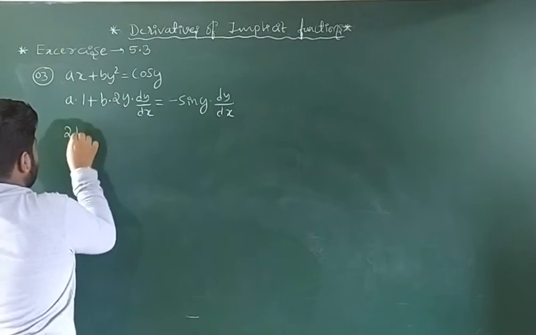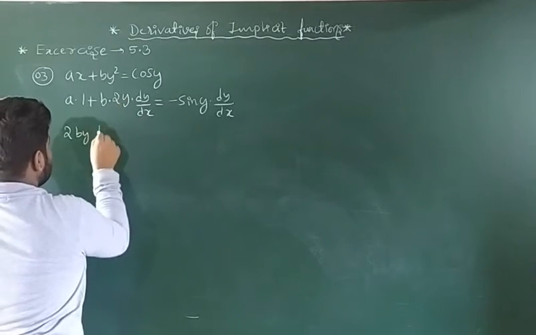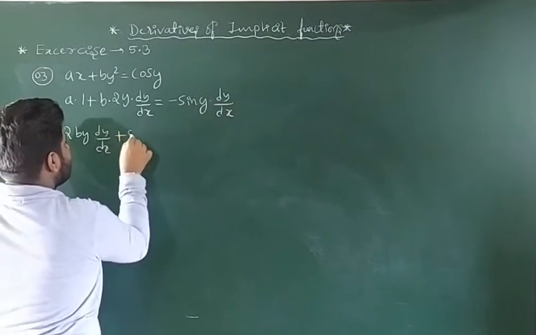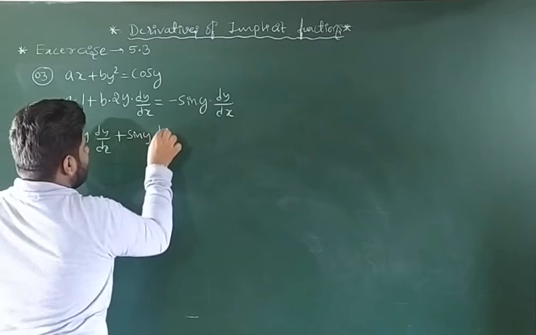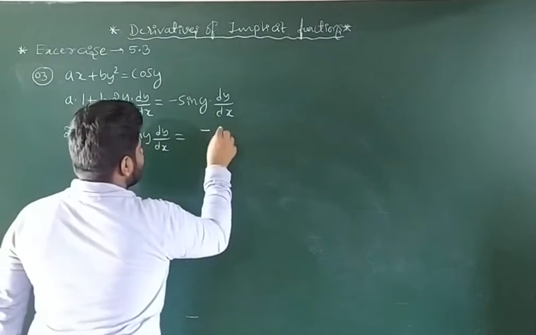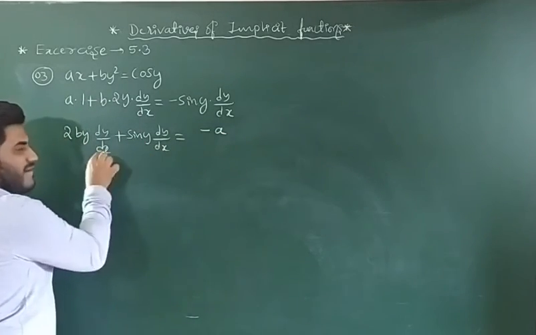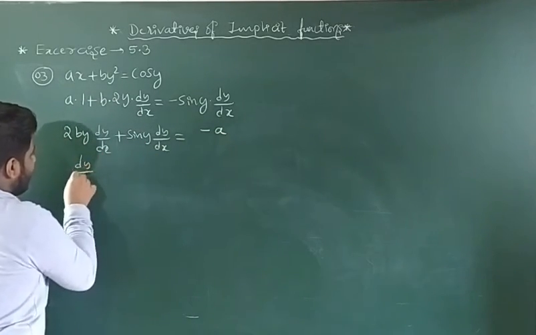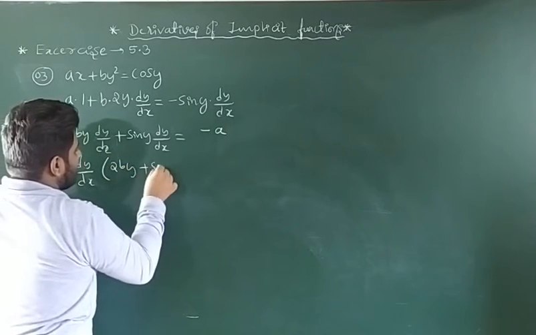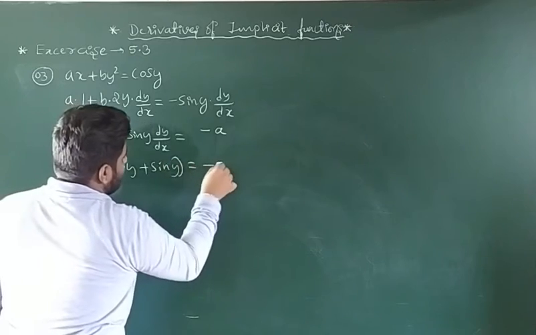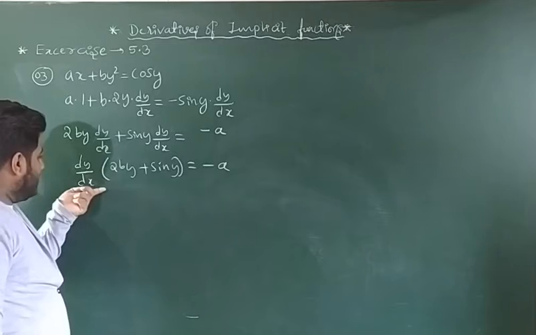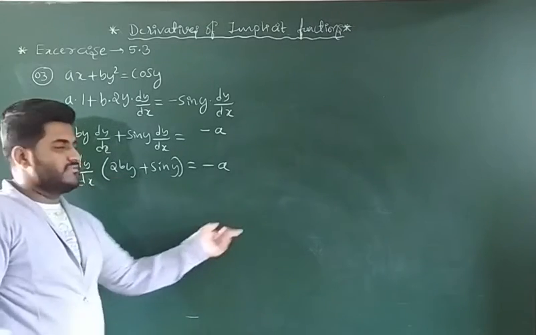It becomes 2by dy by dx as it is, minus sin y this side becomes plus sin y dy by dx, equal to, you take this a this side, it becomes minus a. So take dy by dx common, so dy by dx is common, remains with 2by plus sin y equal to minus a. So now what we want is dy by dx, keep this term as it is, take this one this side.